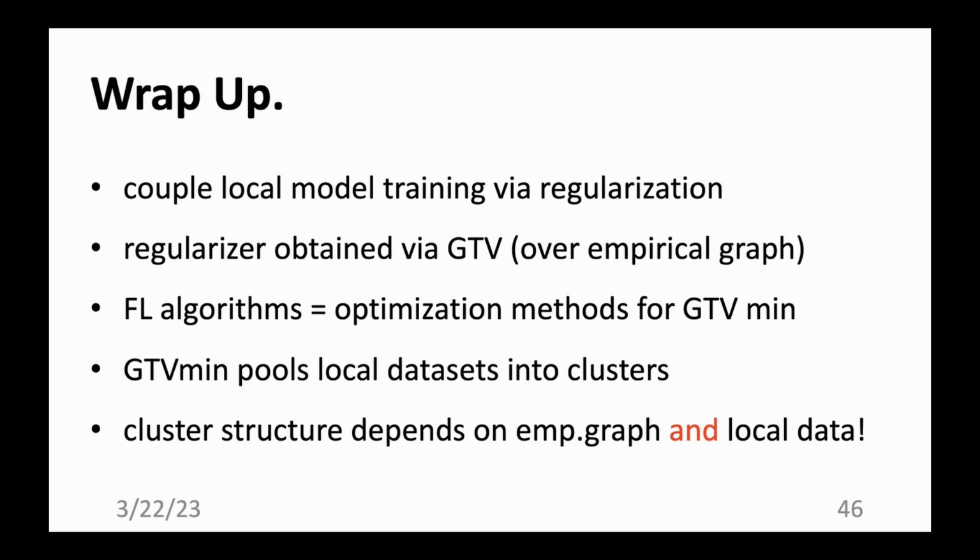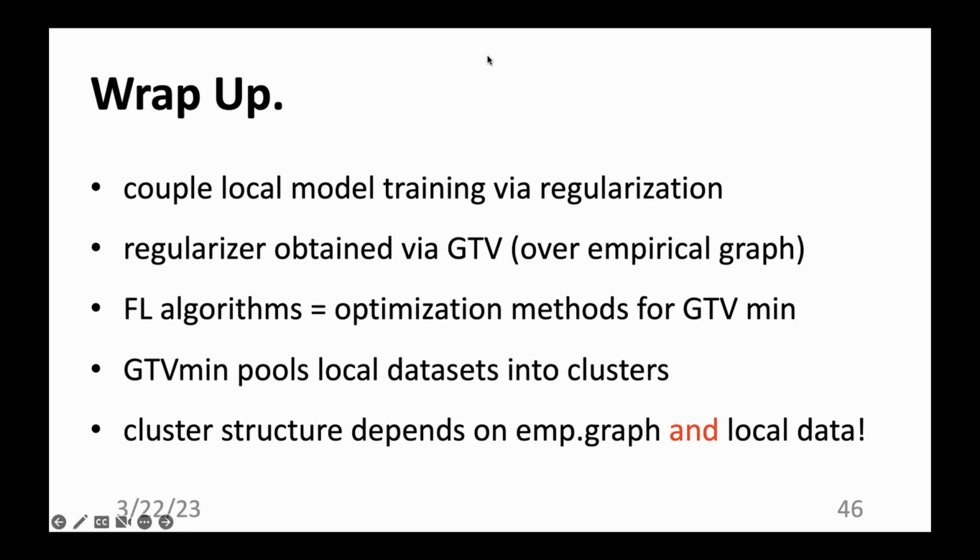And what this GTV minimization does is implicitly pool or cluster the local data sets into clusters within which we can approximate them as IID realizations of the same distribution. And as pointed out, the cluster structure of these solutions to GTV minimization depends on both the edge set of the empirical graph and the shape of the local loss functions.